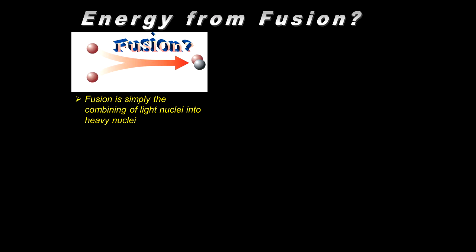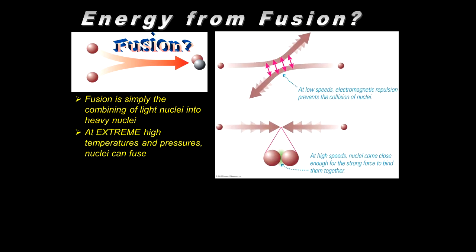The opposite of fission is fusion. Fusion is the combining of light nuclei to make heavier ones. So it's really fission in reverse. At extremely high temperatures and pressures, nuclei can fuse. Generally, they don't want to. Why? Because you have things like protons. Protons coming together have the same electric charge, and likes repel. So as they're coming toward each other, they repel. And that repulsion is actually very strong.